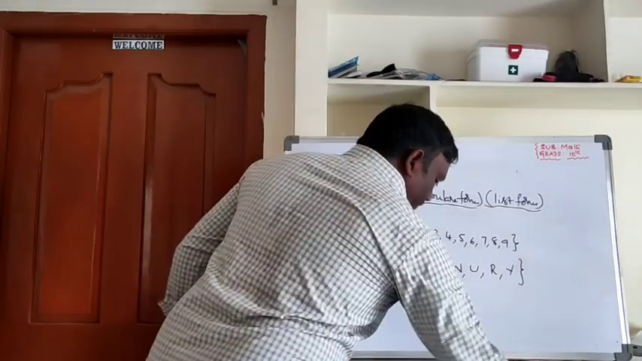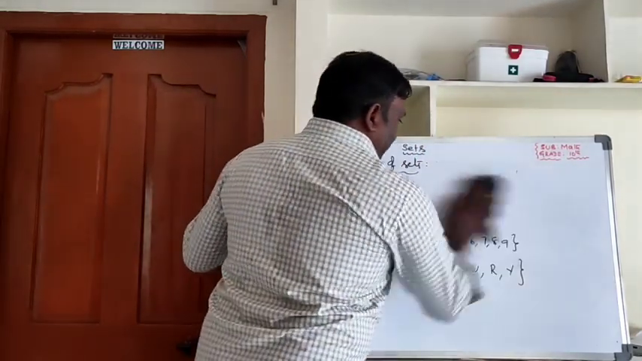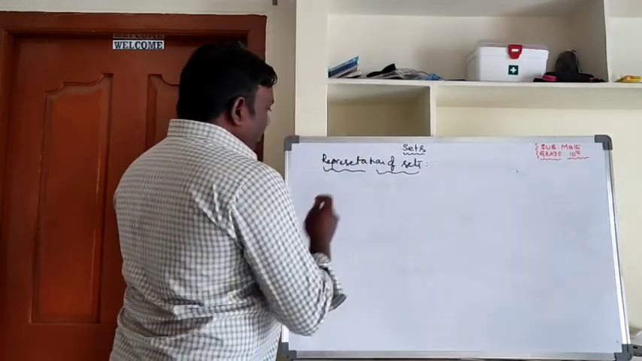Okay. Now this is a representation of a set, the roster form of a set. Second one is set builder form.